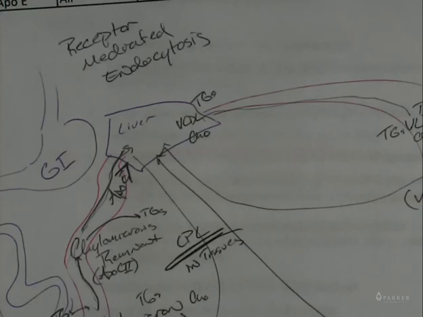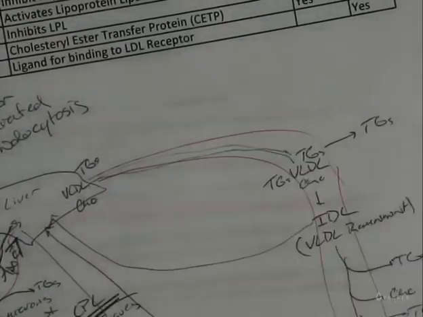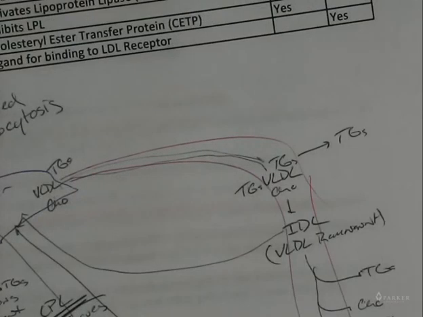Okay. We make VLDL. VLDL rolls out here into the tissues. It wants to secrete a fat. What allows for the secretion of fats? What allows for assembly and secretion of fats?